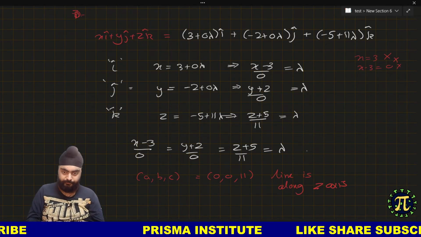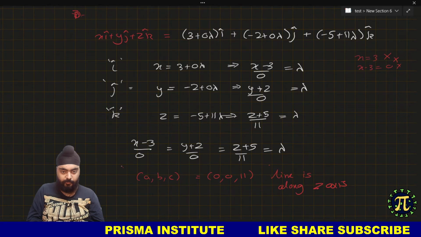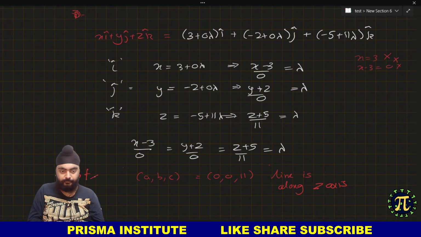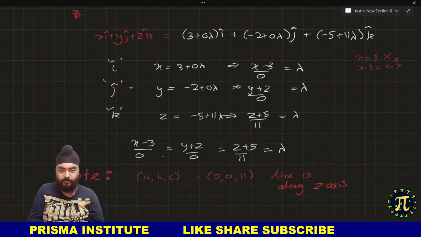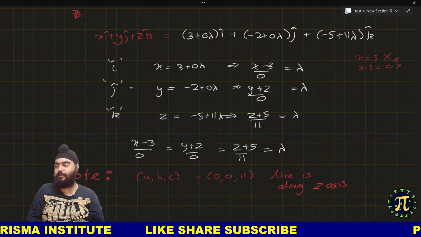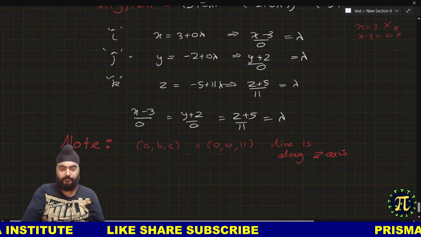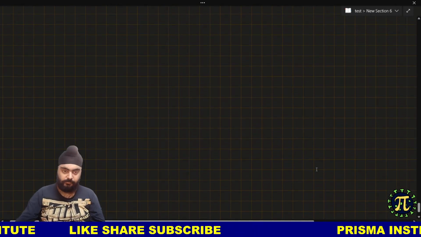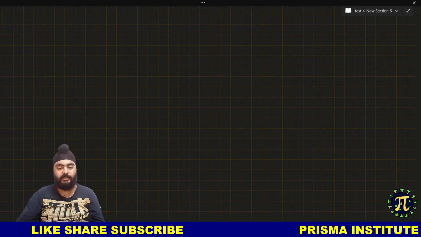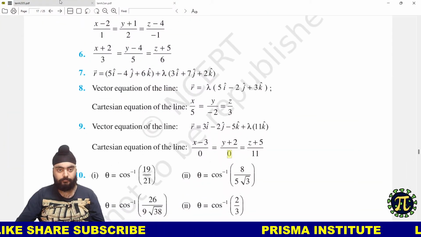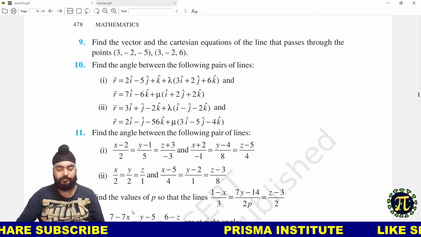So to be noted, it's just a note. So these zeros, what do they represent? They represent line parallel to z axis, क्योंकि x और y के नीचे कंपोनेंट्स क्या है, 0. So now let's do 10th question.